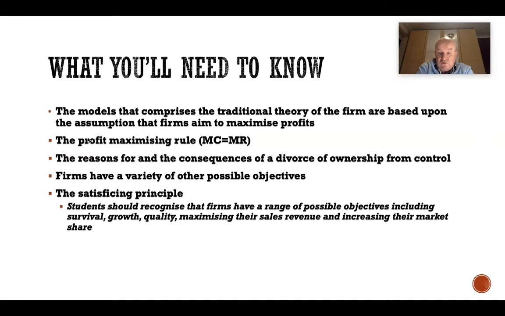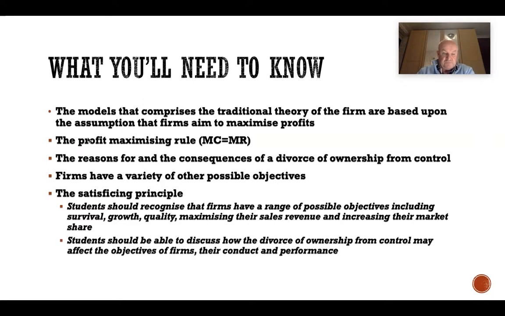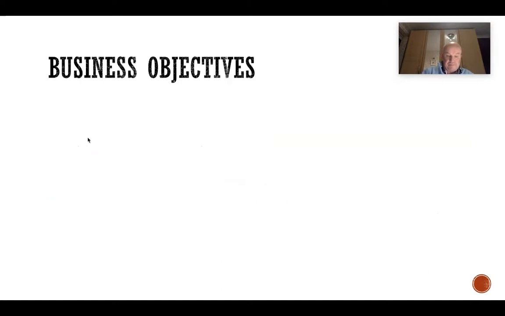They are all justifiable objectives, and obviously, depending on the objective that a business has set for itself, that will then drive a lot of its activity, as we'll see as we go through this part of the presentation. Also, you're going to need to understand this principle of divorcing ownership from control, and how that again might affect a firm's objectives, conduct, and performance. In essence, that's another form of objective setting that is slightly different from some of the others we're going to look at. So let's look at business objectives then.